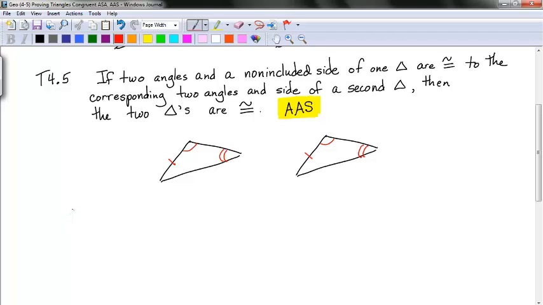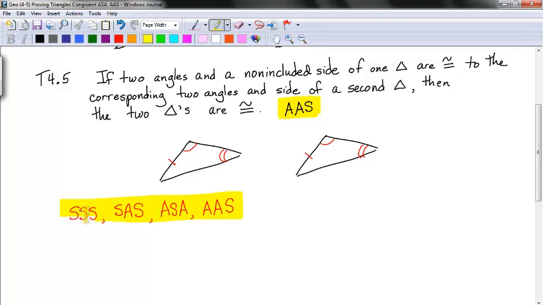So up to this point, you have had side, side, side. So when you're getting ready for these proofs, you're trying to look for either three sides congruent, side, angle, side, two sides and an included angle, two angles and an included side, or two angles and a non-included side. So you may want to highlight that or underline it. That's what you've had so far for proving triangles congruent.